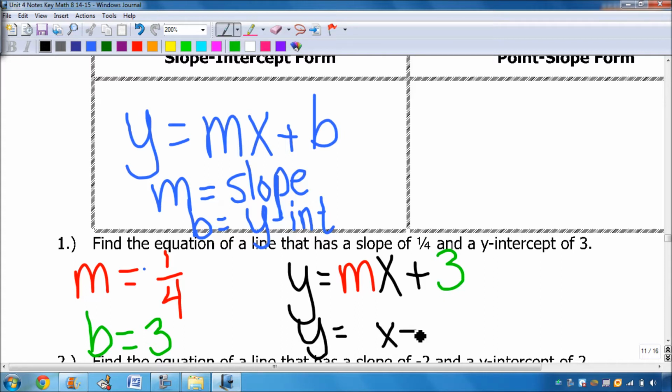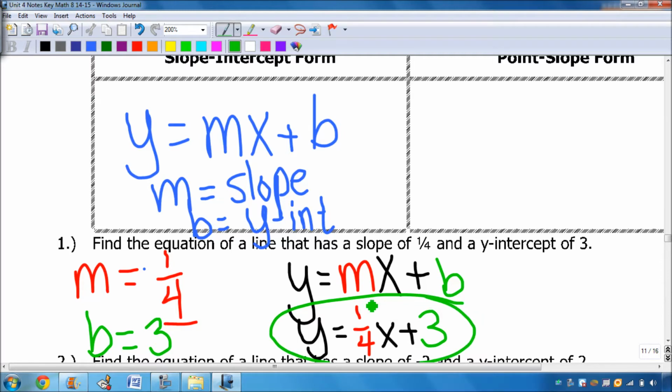This right here should have been a b. So we're going to say that this is b right here. So instead of m, we're going to replace it with what m is, which is 1/4. And instead of b, we're going to replace it with what b is, which is 3. So your equation is y equals 1/4 x plus 3.